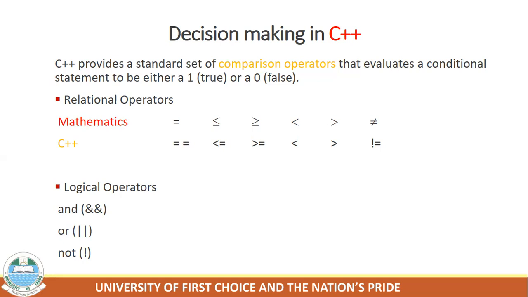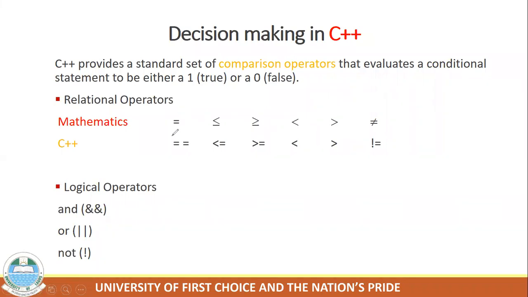In mathematics, if you want to see if two numbers are equal, you use a single equal sign: x equals 3. You want to determine if x is 3. You say, is x equal to 3? But in C++, if you want to compare two arguments or two variables, you have to use the double equal sign. When you're making your comparison, you have to use the double equal sign.